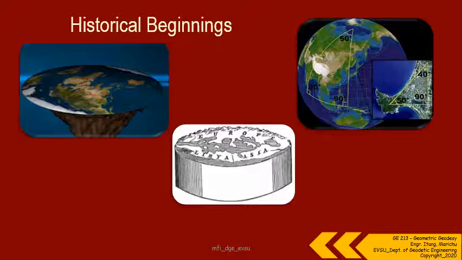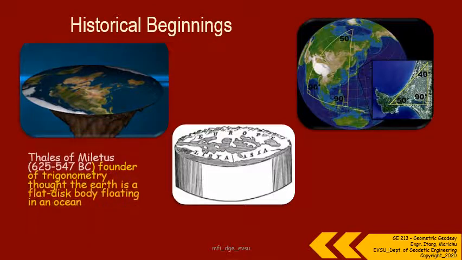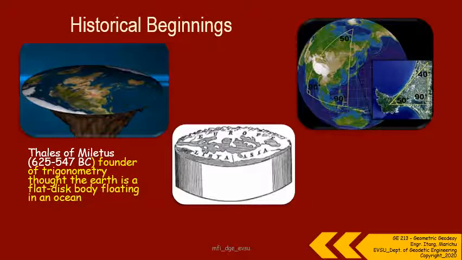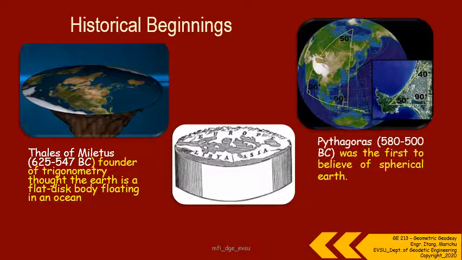On the illustration, we have the flat disk, the flat earther, proposed by Thales of Miletus. He is the founder of trigonometry. He thought that the Earth is a flat disk floating in an ocean. We have another proposal from Pythagoras. He was the first to believe that the Earth is in the shape of a sphere, or spherical.